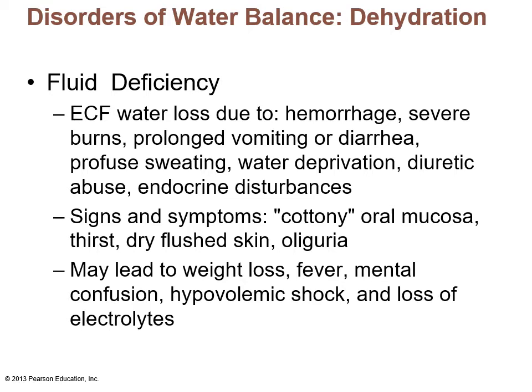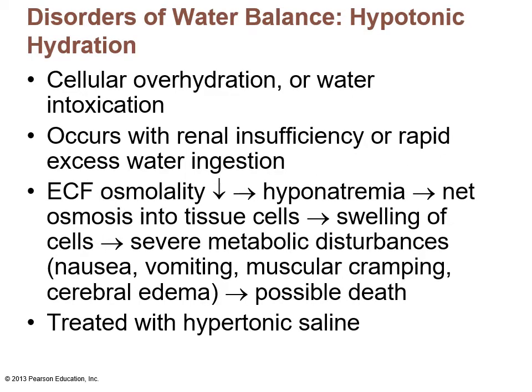Signs and symptoms: dry mouth, thirst, skin gets flushed, and oliguria, which means you're not producing much urine. This problem could lead to weight loss, fever, mental confusion, hypovolemic shock, and loss of electrolytes. Really have to watch people that are bedridden or housebound, elderly people, or people that are mentally impaired. They may not consume enough water, or if they're bedridden and can't really communicate, you have to pay attention to making sure their fluid needs are met.